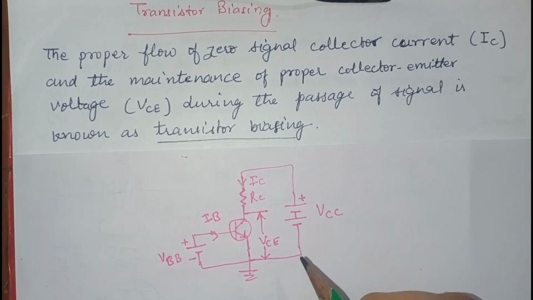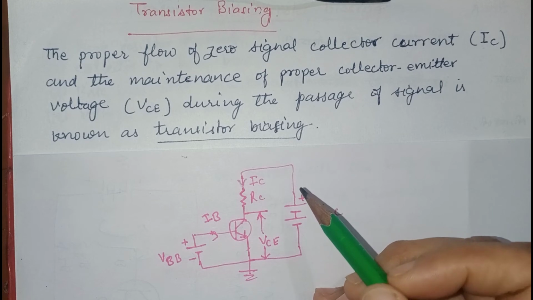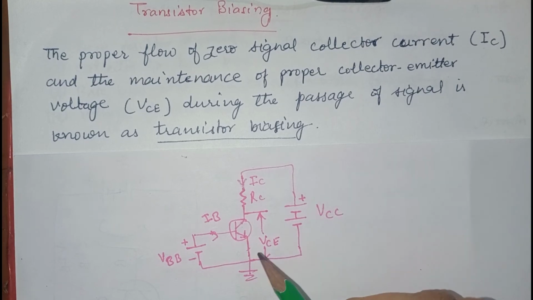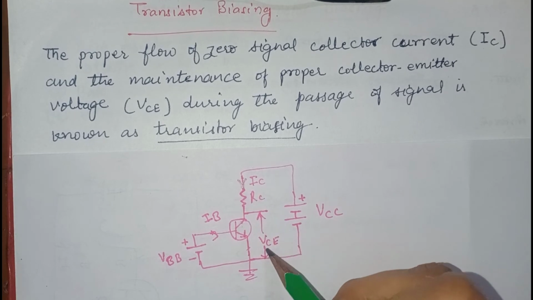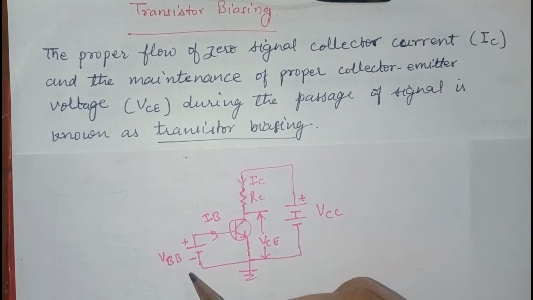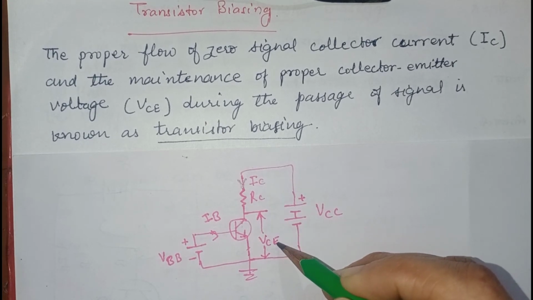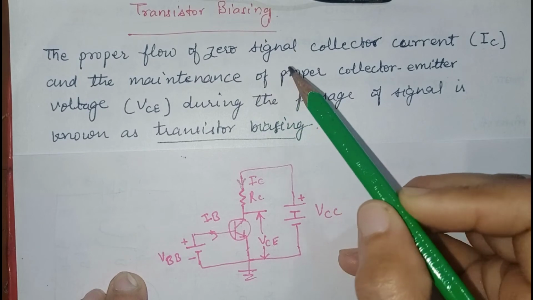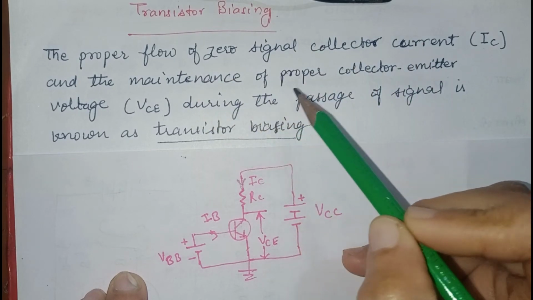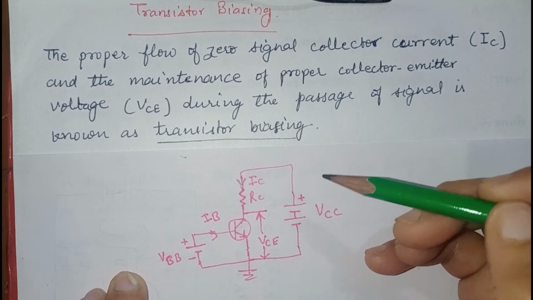In this video, we will discuss transistor biasing methods. First, we should know what transistor biasing is. We know that the common use of the transistor is as an amplifier. Before we use it as an amplifier, there must be proper flow of collector current at a particular collector emitter voltage. When we apply the signal at the input, this collector current and this collector emitter voltage must be maintained at that point. So we can say the proper flow of zero signal collector current and the maintenance of collector emitter voltage during the passage of the signal is transistor biasing.